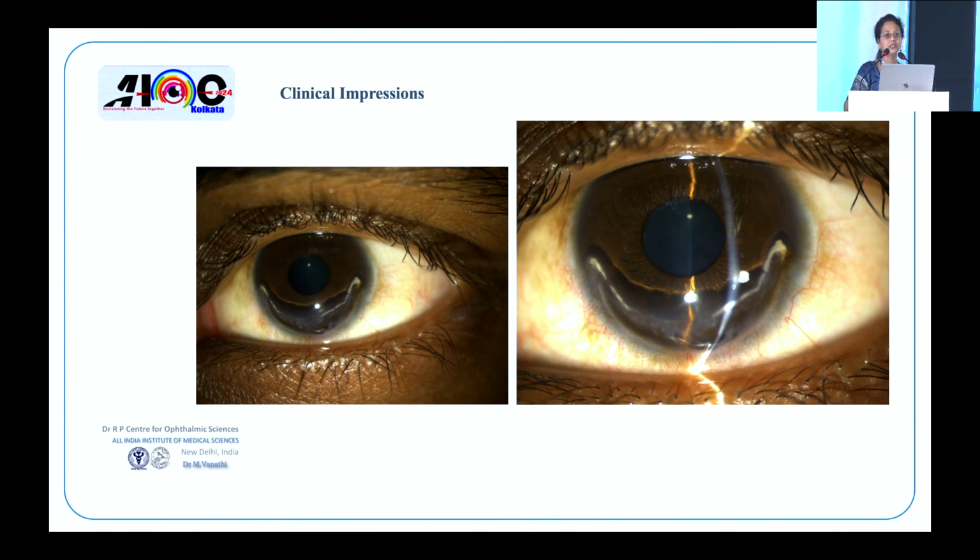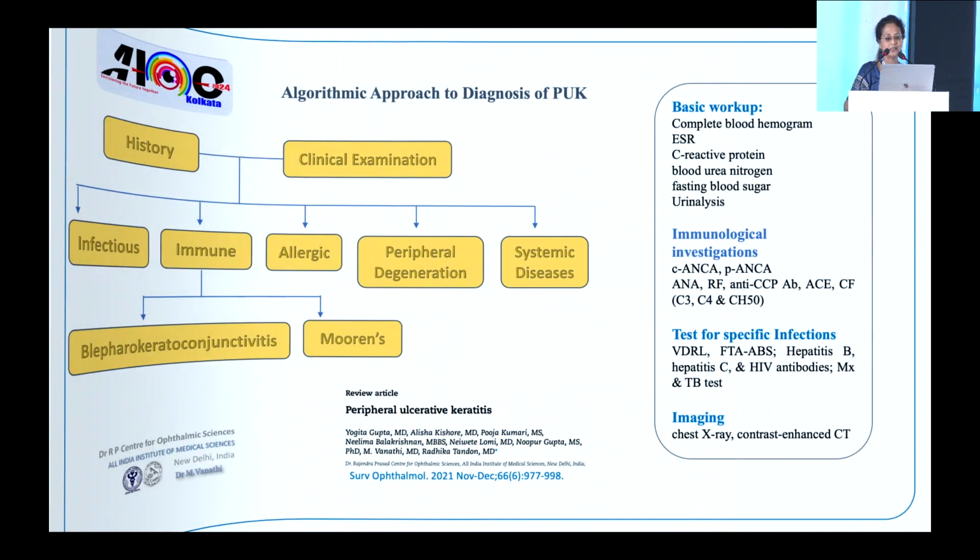This is a picture of Terrien's marginal degeneration. And again, you look, it mimics an ulcerative lesion, but you would have epithelium over this. It's usually a quiet eye, associated thinning, and you would have this lucid interval, and you also have the lipid pigmentation, which are all characteristic features.